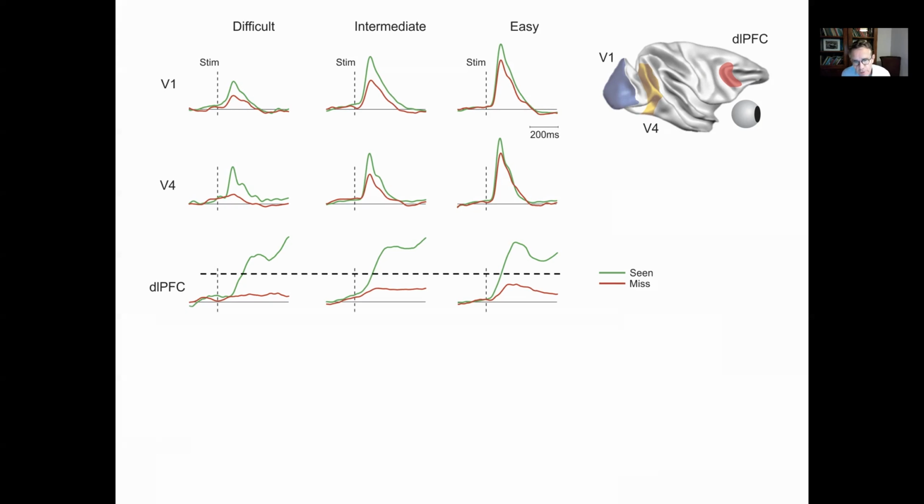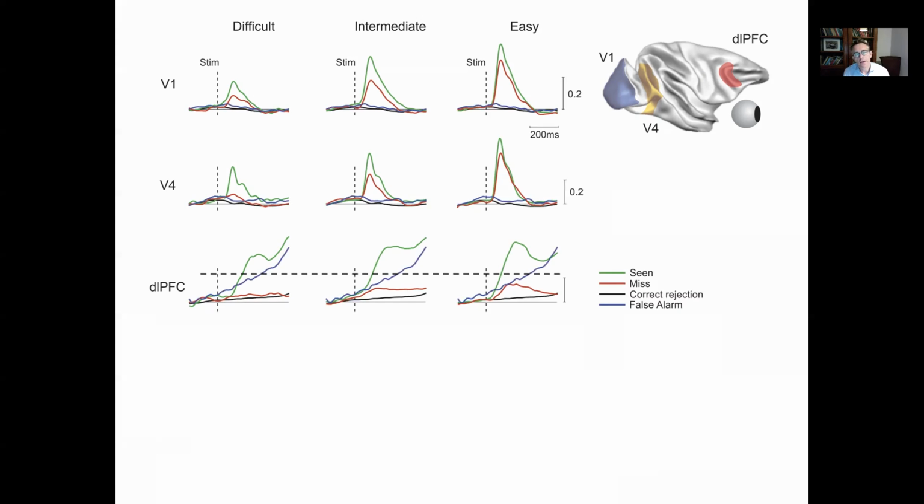And here you can actually put a threshold, as if this activity is above the threshold, the monkey will make the eye movement and report seeing the stimulus, and if it's below the threshold, he will not. Okay.